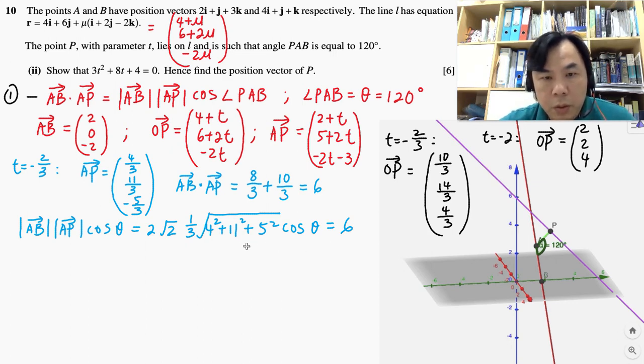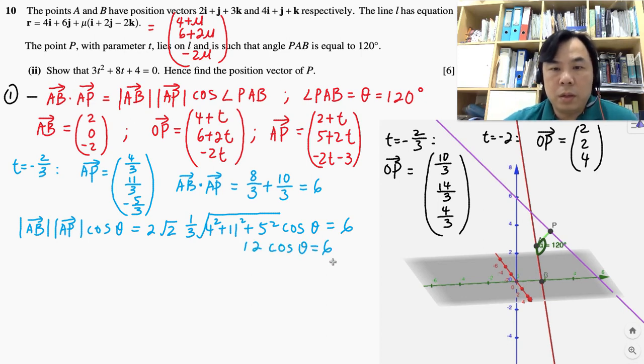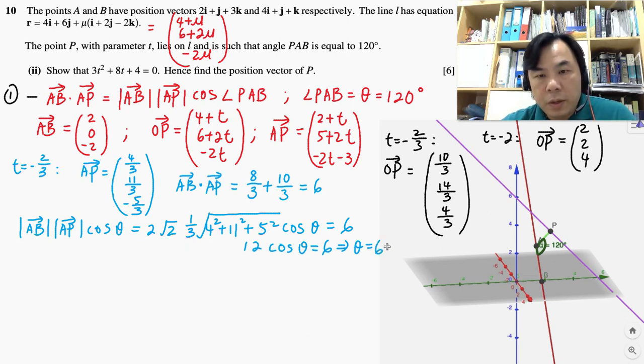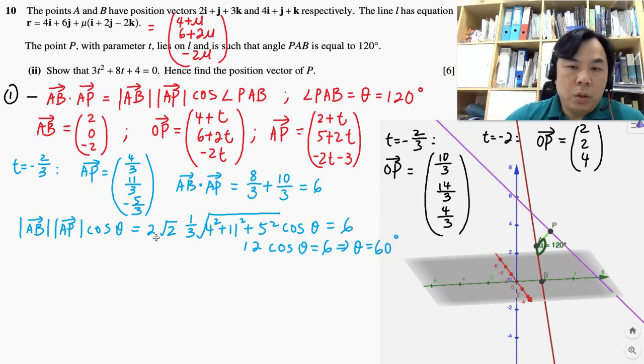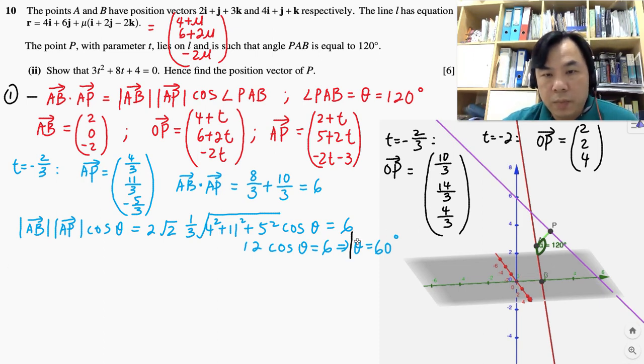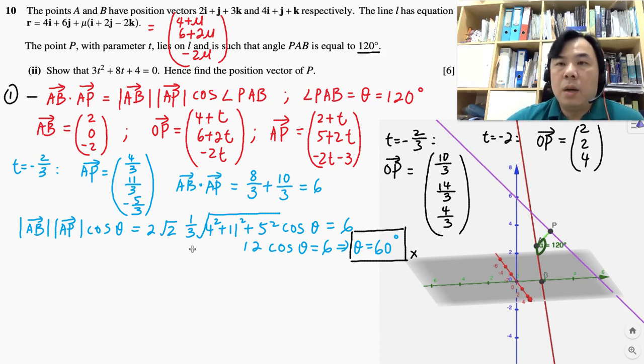So from here, you would have 12 cos theta equal to 6. And from here, it's quite obvious that the angle is equal to 60 degrees, which is not the one that we need. So we are going to exclude this because the angle that we are interested in is 120 here. Now, anyway, don't get too excited. We still need to verify for t equal to -2, just to be sure.